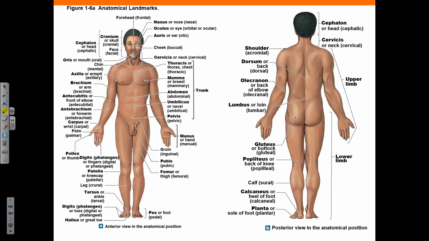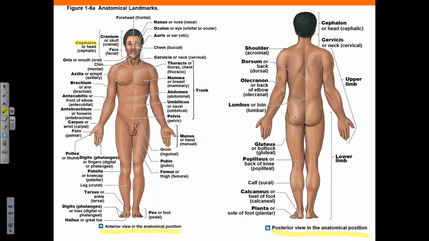This figure shows the anatomical position from the front or anterior view, and the figure on the right shows the anatomical position from the back or posterior view. Important anatomical landmarks are labeled on both figures, as well as descriptive words that are used to describe regions. These landmarks will be referred to throughout the course. Let's take a look at some.